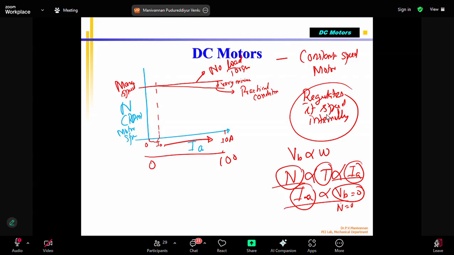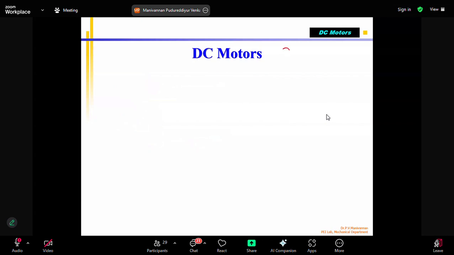Okay, we saw how the DC shunt motor works. Next, we will see the DC series motor.